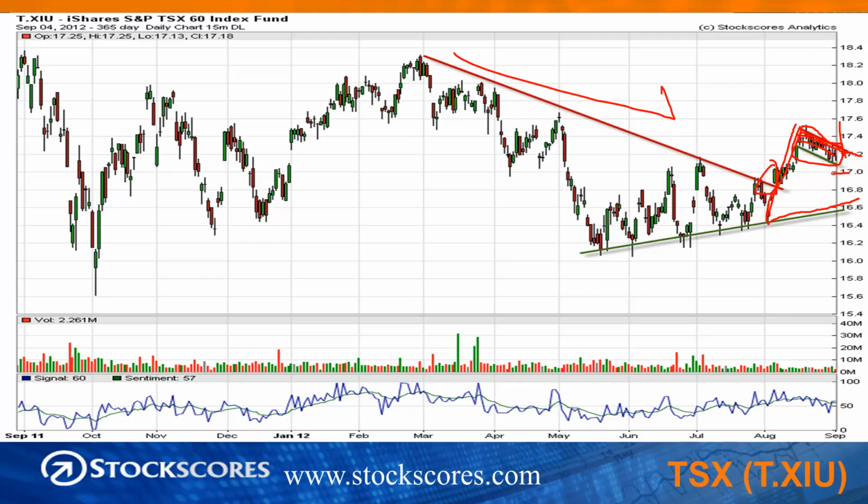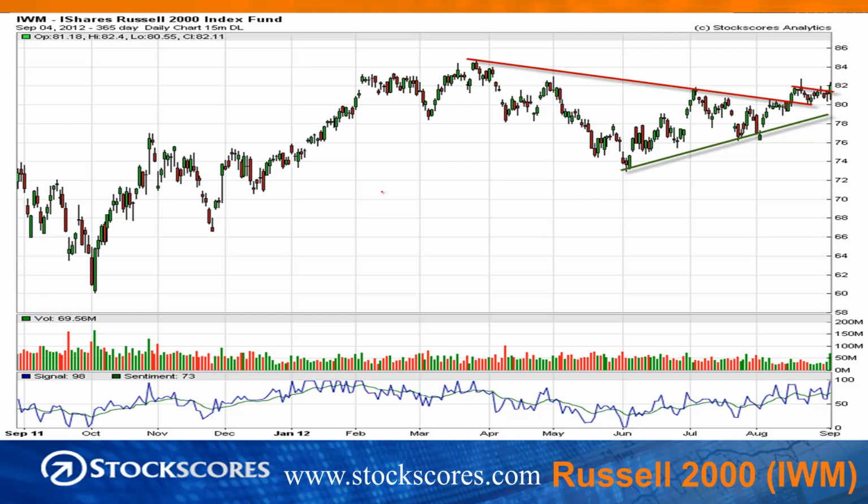My expectation is we'll form a rising bottom from here, which would be optimism, and then we'll break to the upside and likely continue higher until we get up to resistance there. So I'm optimistic about the Canadian market, but I would like to see that break out of this flag to really be real optimistic.